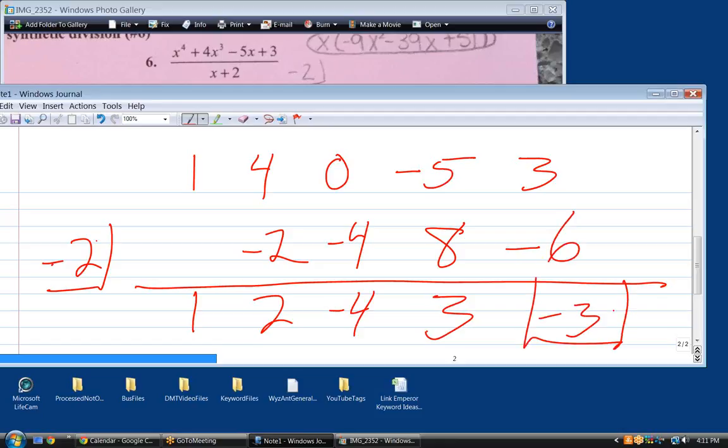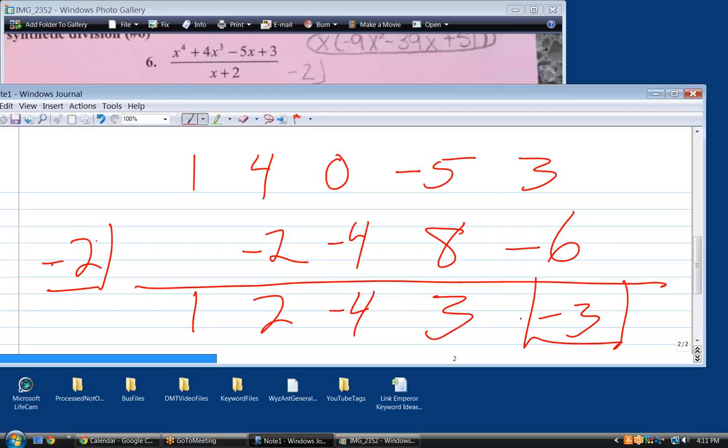The fact that that's not 0 means this does not divide evenly into that. It means minus 2 is not a 0 of this polynomial, based on the zero remainder theorem. Okay. So, as long as I did the math right here, did I do it right? Minus 4, 8, 3. Yeah. It doesn't come out 0.